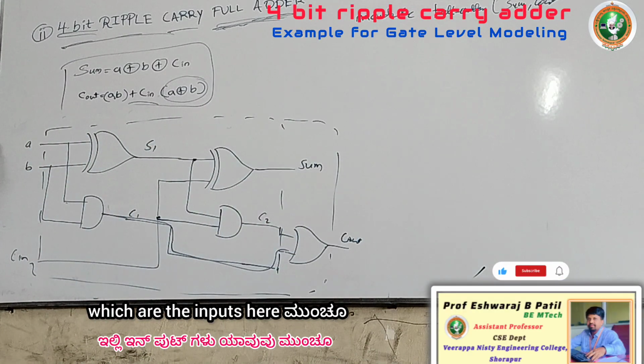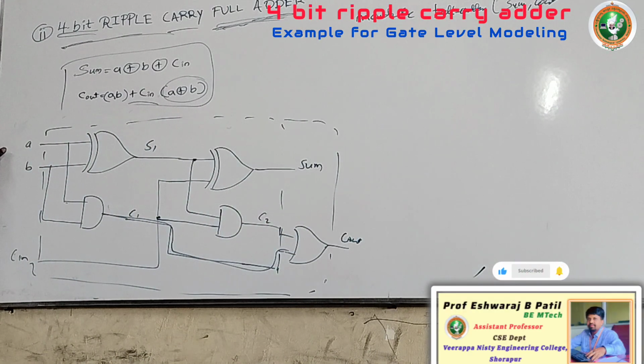Which are the inputs here? Manju, which are the inputs here? A, B, C in and the wires.